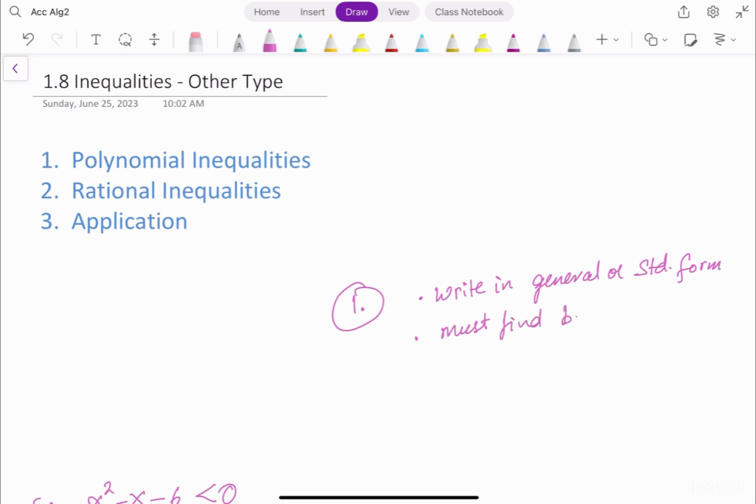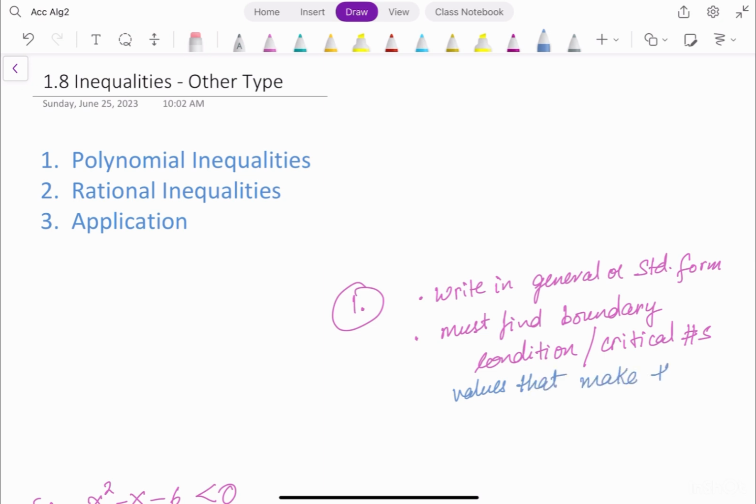And you should find the boundary conditions, or another way to say it, the critical values. The words critical values or critical points are very crucial from the perspective of calculus as well. When you learn calculus, you will often see these words: critical points, critical values. So these are the values that make the function 0 or undefined. When we are talking about the word undefined, we are looking for something called asymptotes. You will learn about asymptotes in the chapters that we will cover in this course.